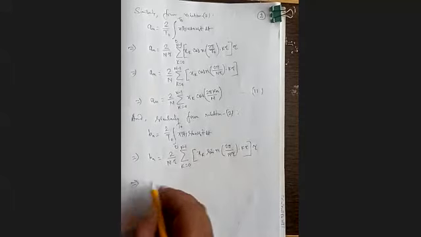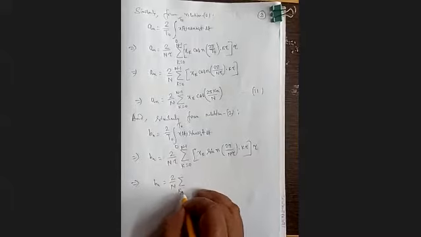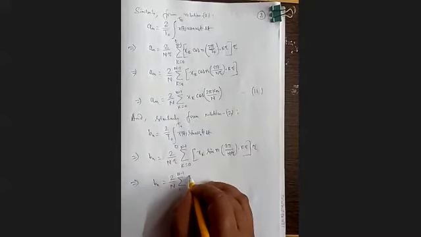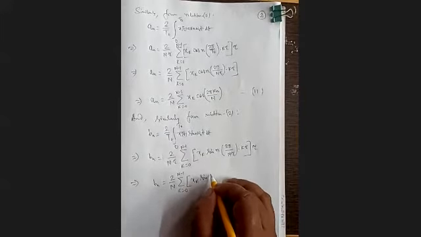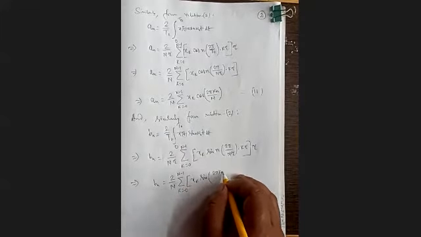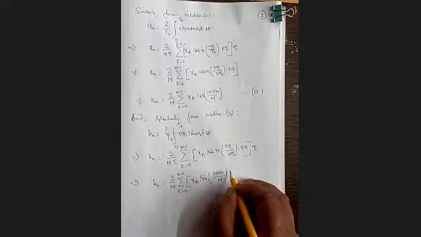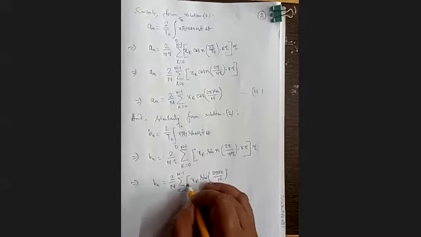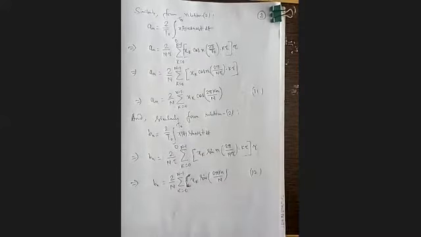Or we can write bn equal to 2 by N summation k varying from 0 to N minus 1 xk sine 2 pi kn by N. Clear? So actually this third bracket is not required here. We can omit it. So it is relation 12. So you know an and bn.